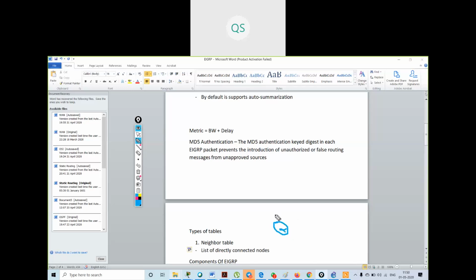Suppose I have some routers. This is my router A, connected with router B and also connected with router C. These two routers are connected with one more router, D. In the neighbor table of A, I will have information about B and C, the directly connected neighbors. In B, I will have information about A and D. In C, again A and D. In D, information about B and C. Directly connected nodes.